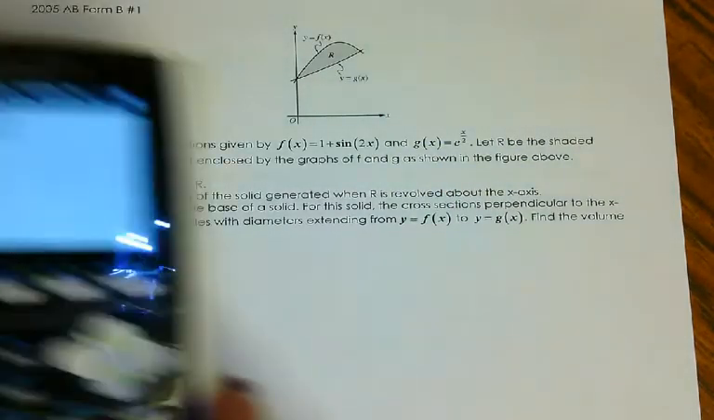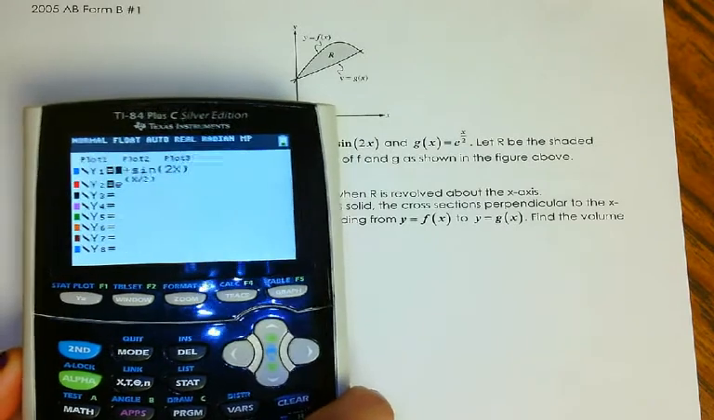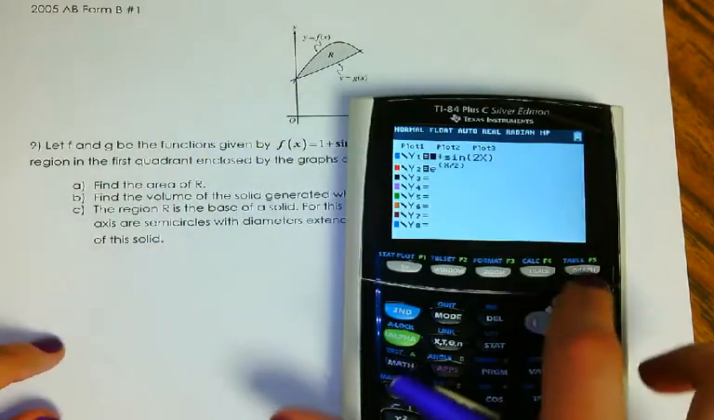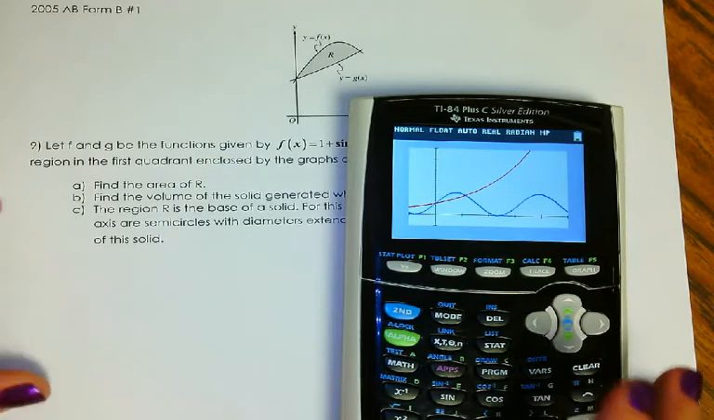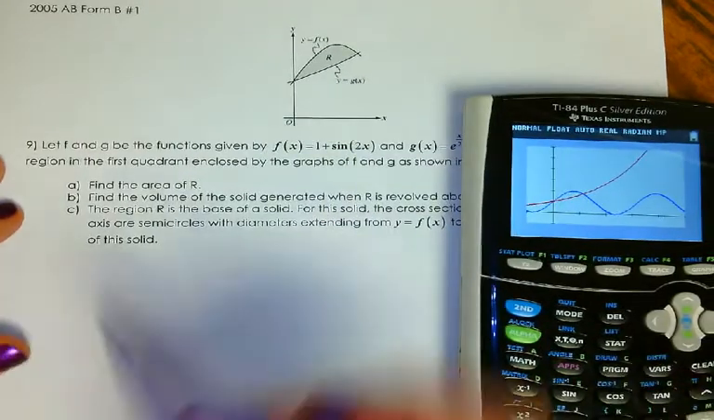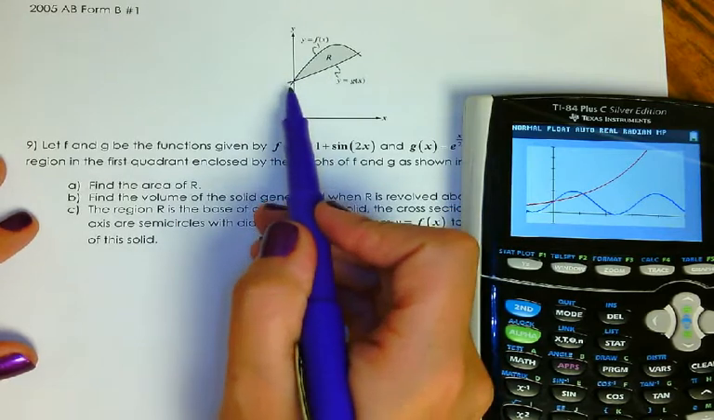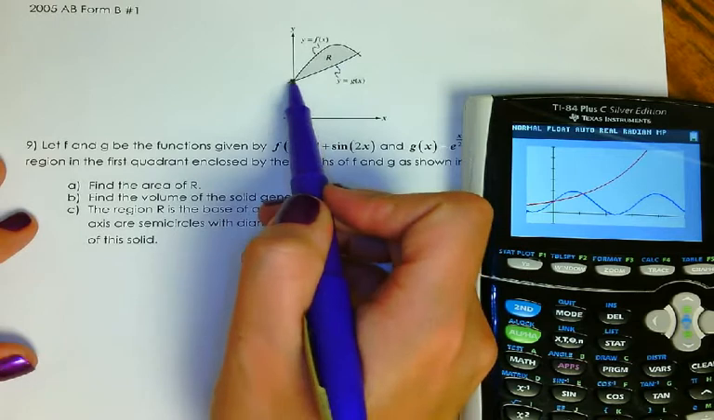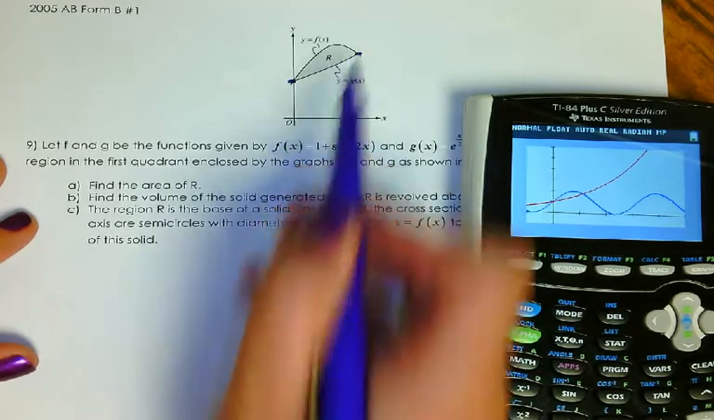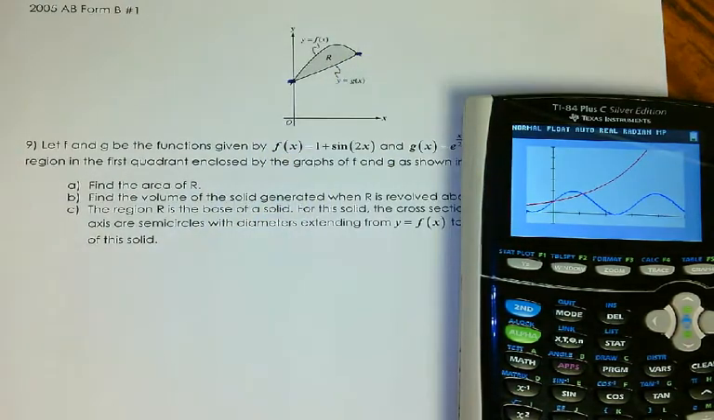The first thing I did in this problem, I'm going to go ahead and type those into my y equals. So I just typed those in, and then I'm going to graph them, even though they gave me the graph. I wanted to see what was going on myself. Because I know that when I'm finding the area, area is top minus bottom from left to right. So I'm going to be very concerned about these x values, because I'm going to need those for my bounds of integration.